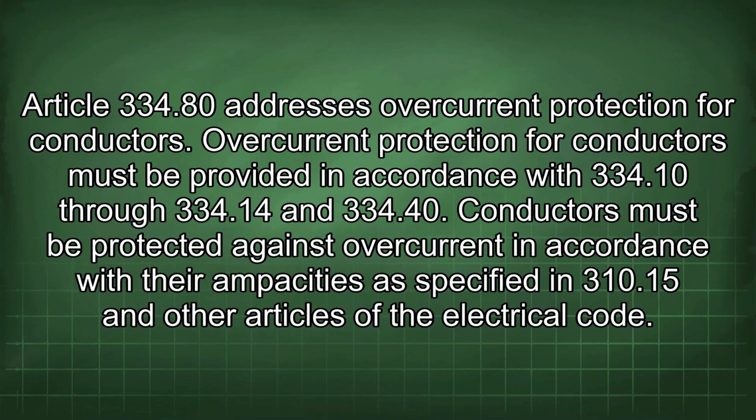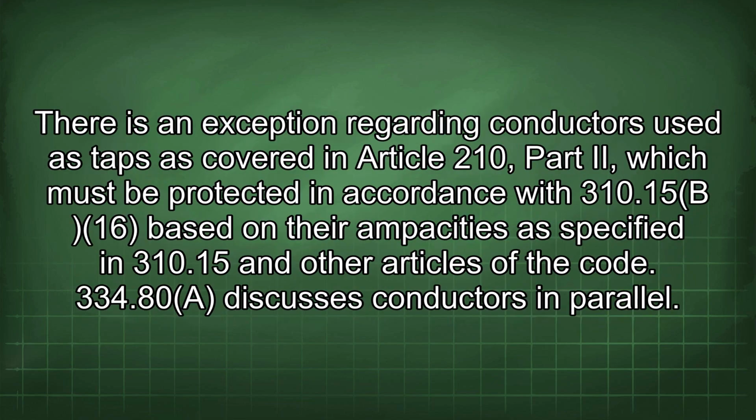Article 334.80 addresses overcurrent protection for conductors. Overcurrent protection for conductors must be provided in accordance with 334.10 through 334.14 and 334.40. Conductors must be protected against overcurrent in accordance with their ampacities as specified in 310.15 and other articles of the Electrical Code. There is an exception regarding conductors used as taps as covered in Article 210, Part II, which must be protected in accordance with 310.15(B)(16) based on their ampacities as specified in 310.15 and other articles of the Code.